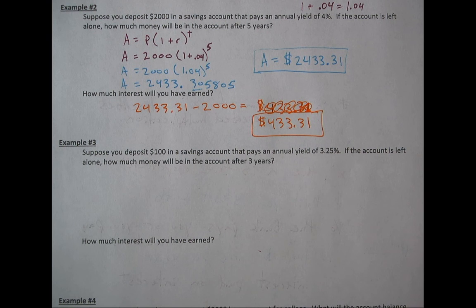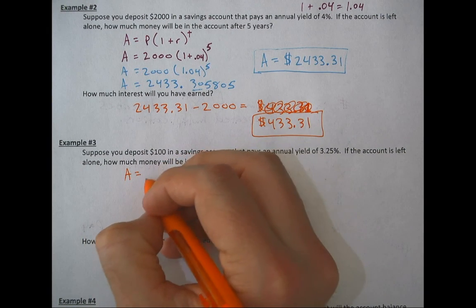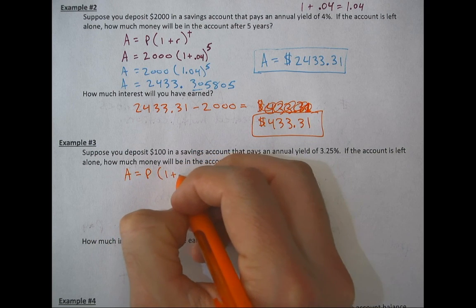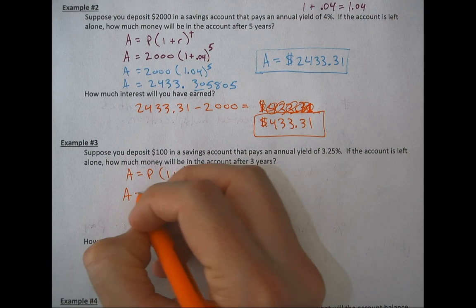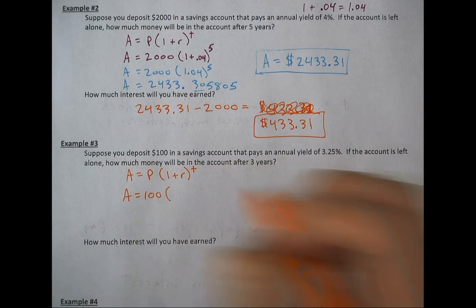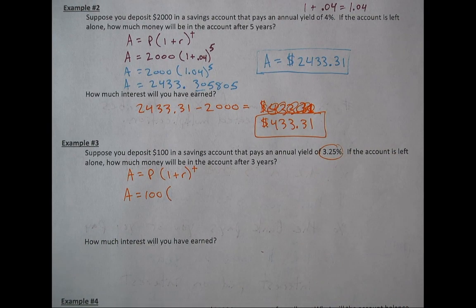All right, same idea now in number 3. So it'd be good practice at this point if you think you kind of understand that. Pause the video and try it, and then watch and see how you did. So we're going to start with the same formula here. Suppose you deposit $100. That's your principal. In a savings account, it pays an annual yield of 3.25%.